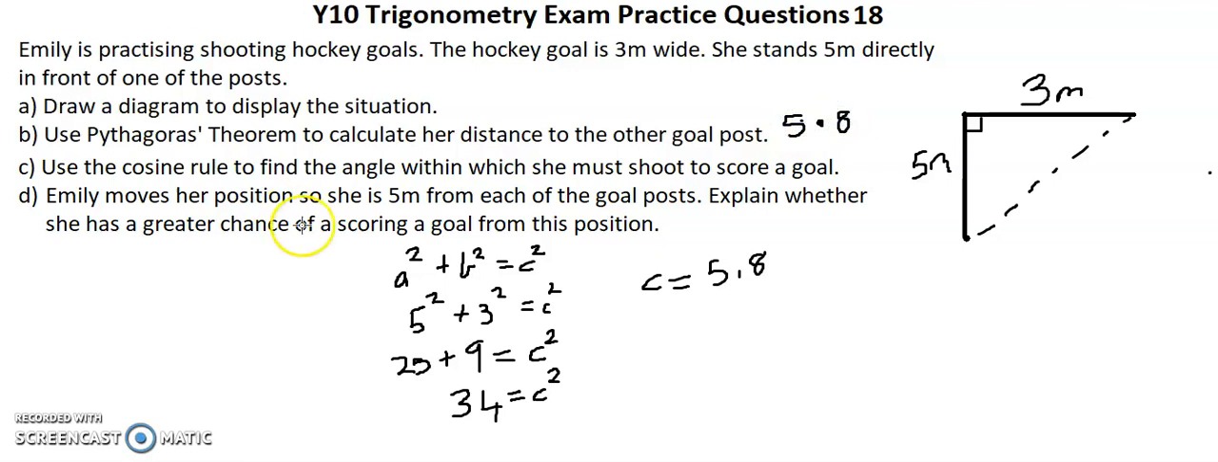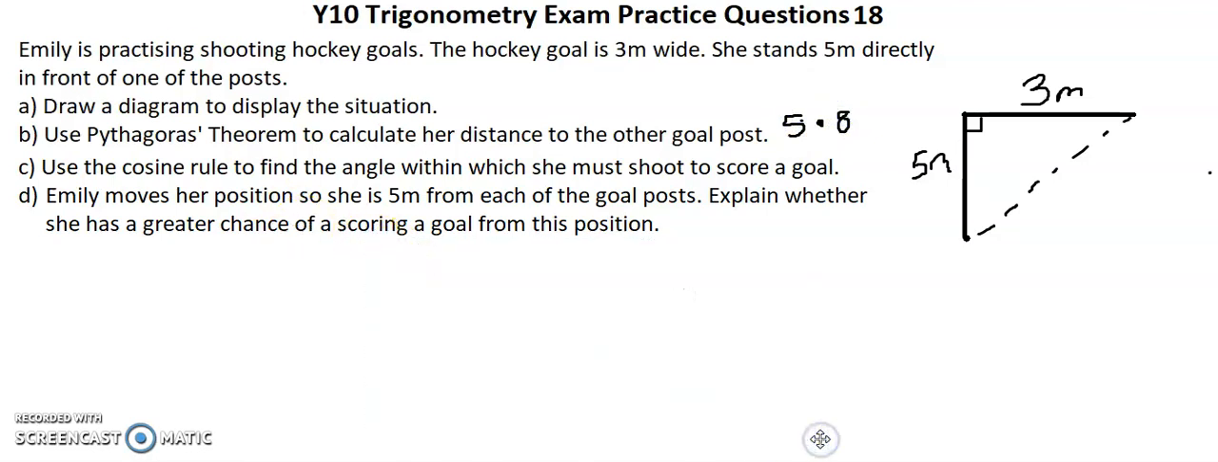So let's look at c. It says use the cosine rule to find the angle within which she must shoot to score a goal. So we're looking at this angle, but it's wanting us to solve it through using the cosine rule. So the cosine rule is a squared is equal to b squared plus c squared minus 2bc cosine a.